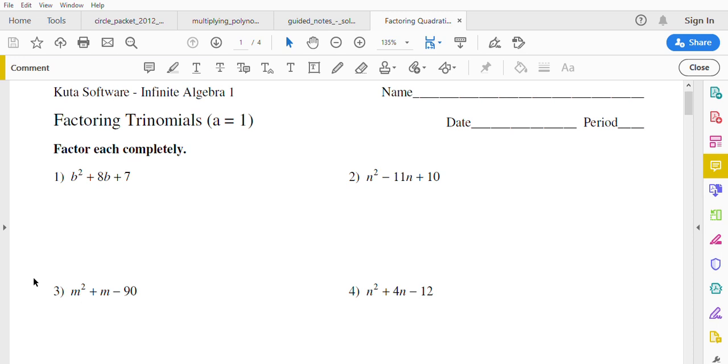What I want to focus on today is factoring quadratics or trinomials, in this case when a is equal to 1. So let's start right there with what exactly that means.